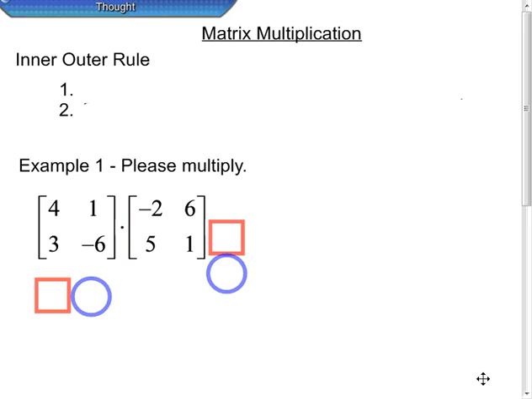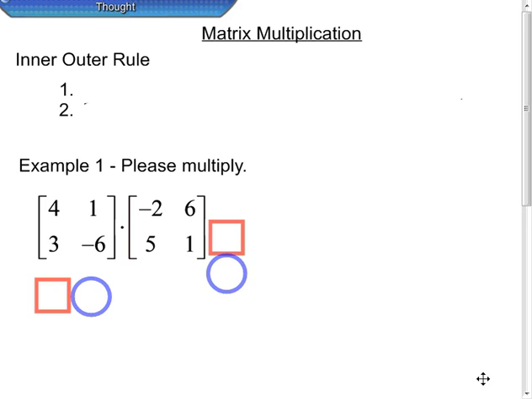Okay, we're going to have a look at matrix multiplication. There's two types of matrix multiplication. One is scalar multiplication, and the other is matrix by matrix multiplication. This is an example of matrix by matrix multiplication. This is much more advanced than addition and subtraction of matrices.